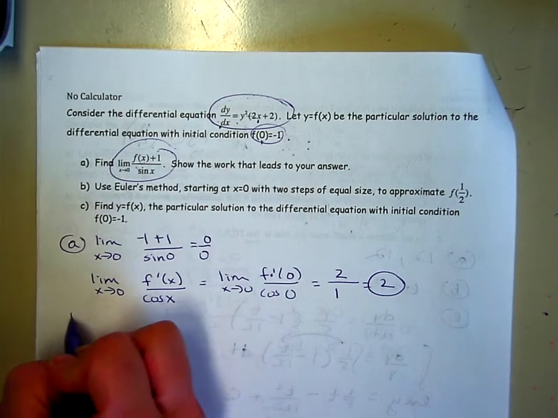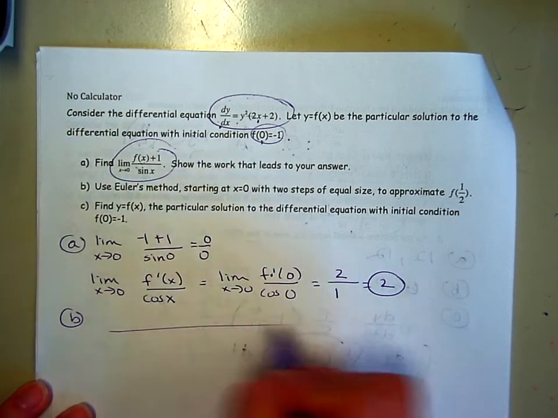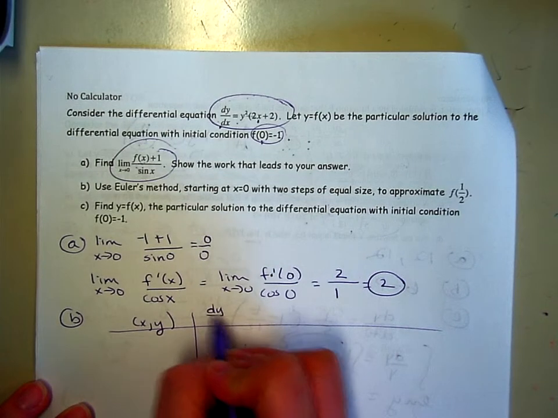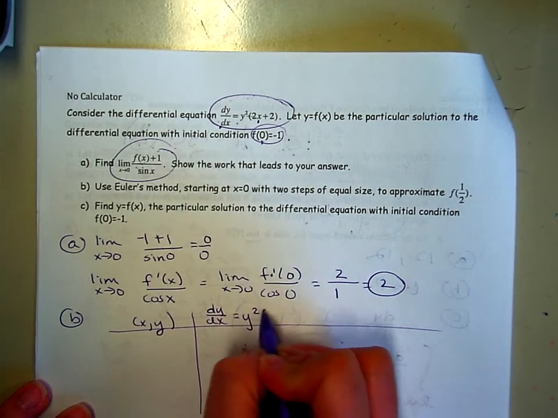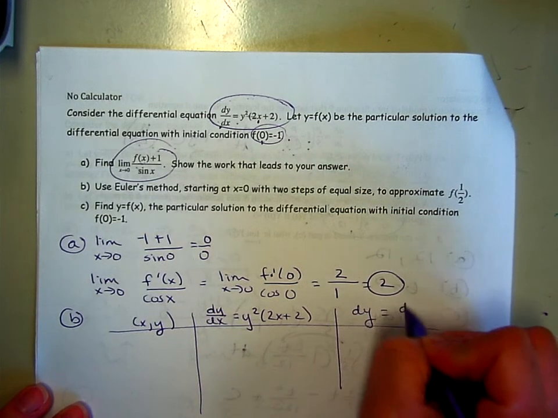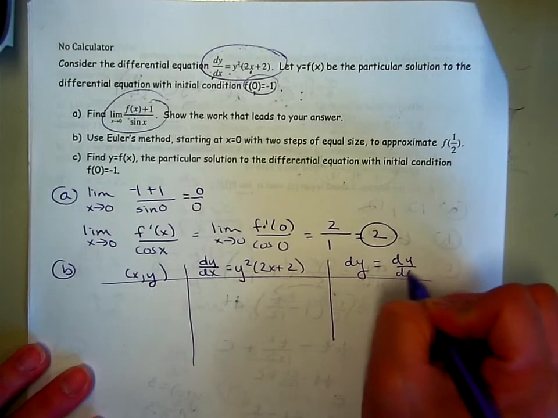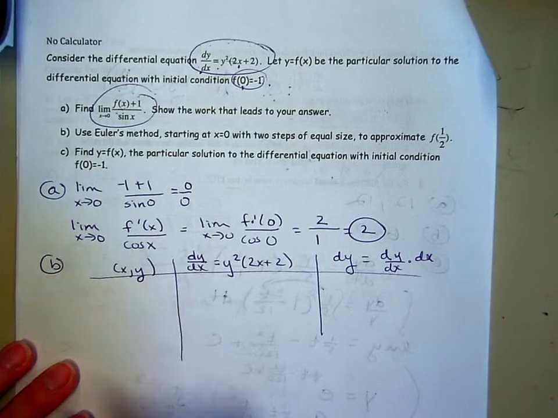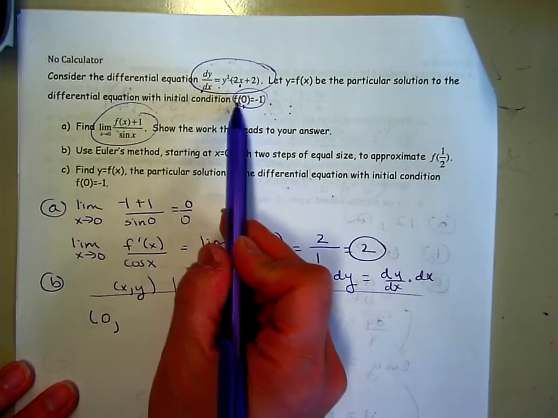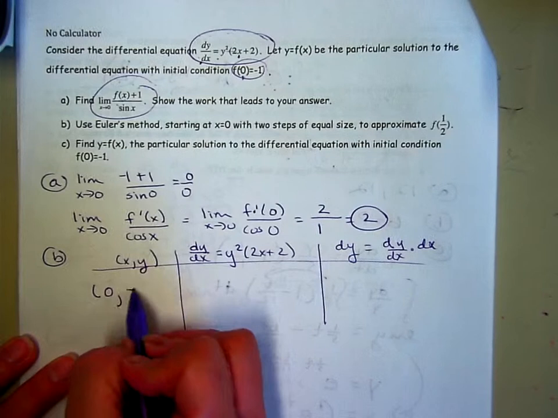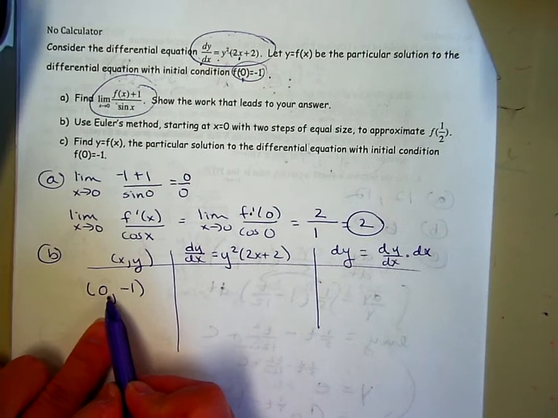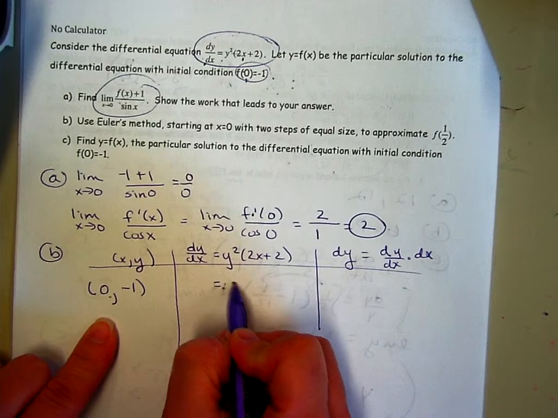Okay, part B, use Euler's method. Let's set up our table, x, y. We need our slope, and I'm going to write the slope here. And then we need to come up with how we're going to calculate change in y, which is dy dx times delta x. Okay, they tell you to start at 0, and they told us in the problem, in the stem, that f of 0 is equal to negative 1. So there's my point. And I'm going to plug in 0 and negative 1 here, and this slope ends up being a value of 2.